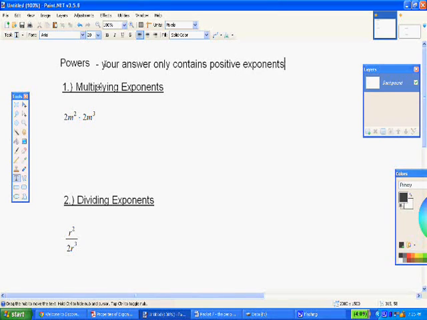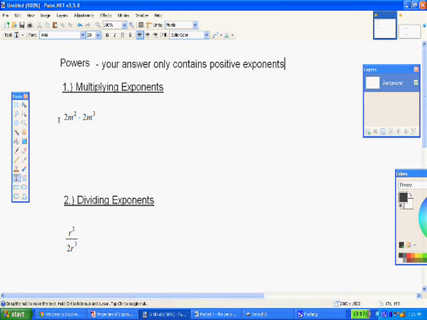Okay? So whatever you do, whether your answer is the denominator of a fraction or the numerator of a fraction, make sure that your answer is positive. Your exponents are positive. Okay. So I'm going to go over a couple of different rules. The first one is, what do you do when you multiply exponents?